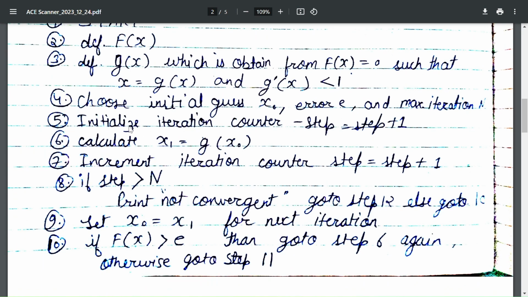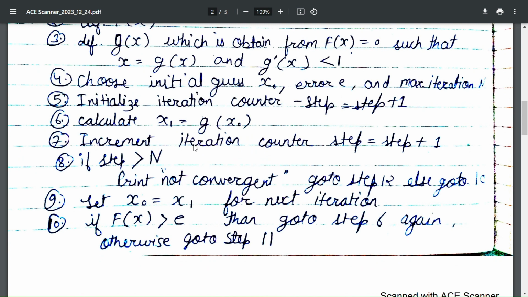Now in fourth step, we will choose initial guess x0, error e and maximum iteration n from the user. Then in fifth step, we will initialize iteration counter step equals to step plus 1. Then in sixth step, we will calculate x1 equals to g of x0. Then in seventh step, we will increment iteration counter step equals to step plus 1. Then in eighth step, we will check a condition.